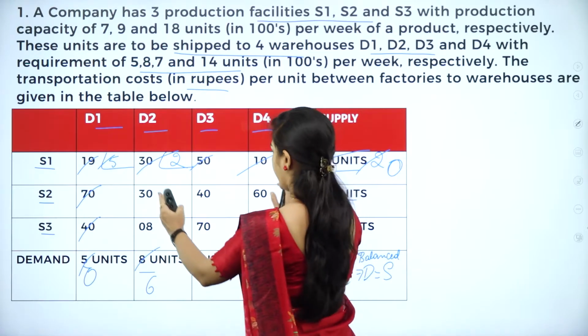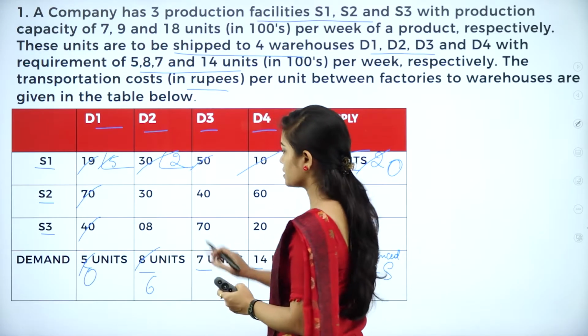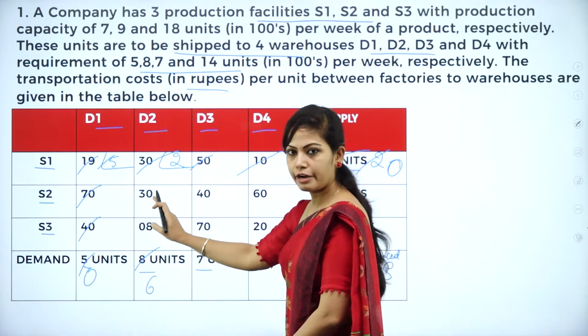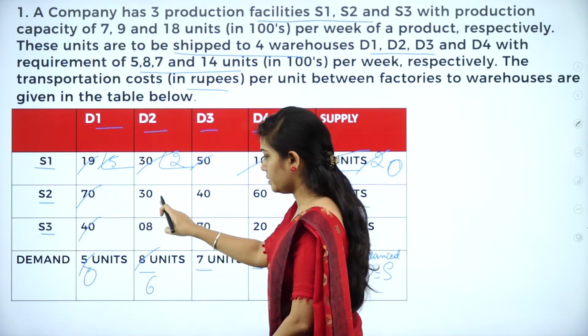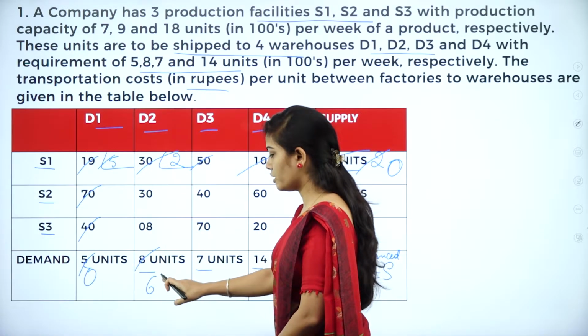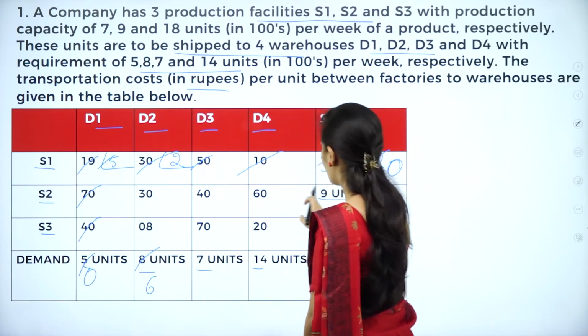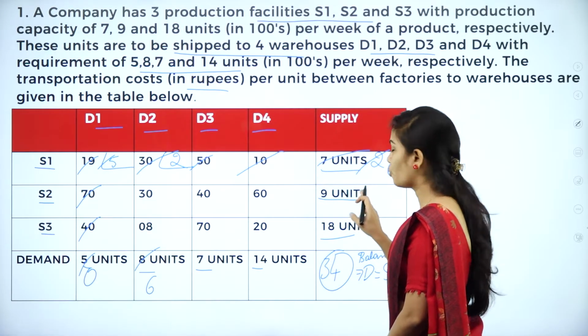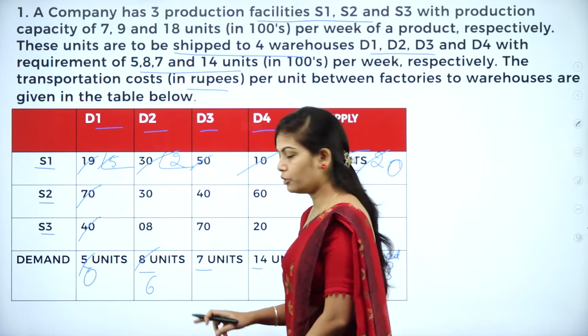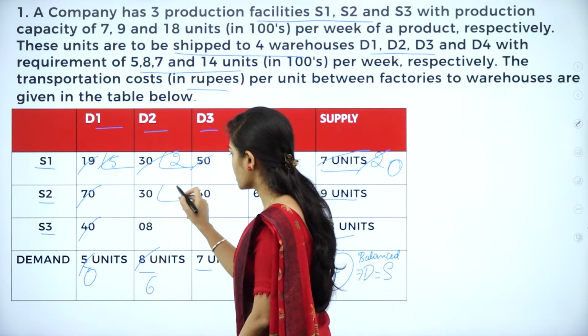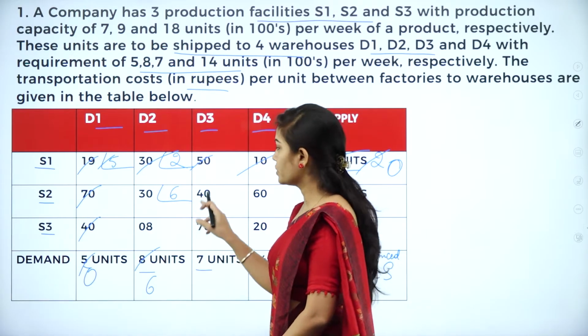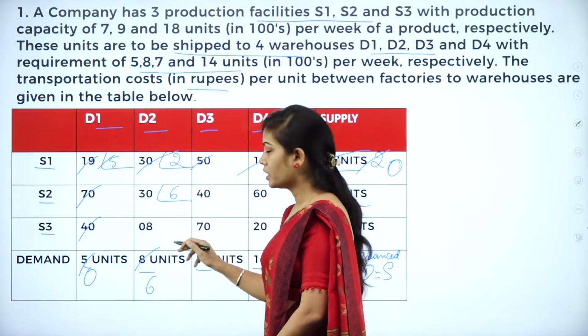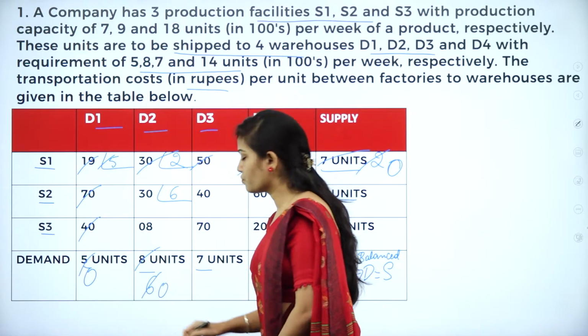So now I have only this many variables. Next, left corner value is 30. We just observe the column value of 6 and row value is 9. So out of 9 and 6, lesser value is 6. I will allocate 6 to this cell. Now it is an allocated cell, so I will cancel this. It will become 0.